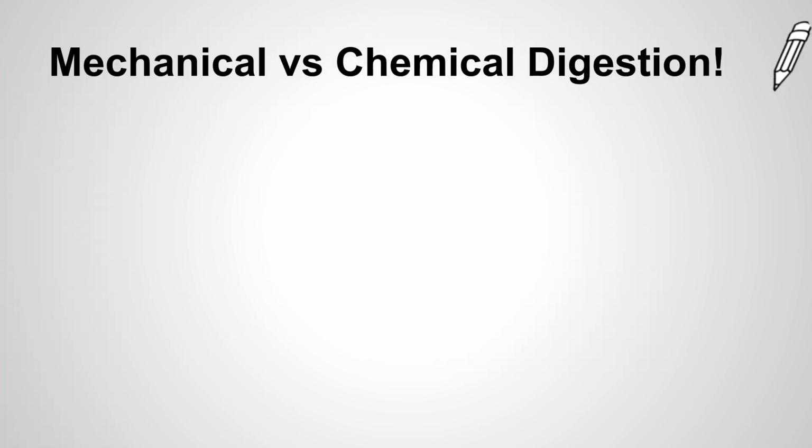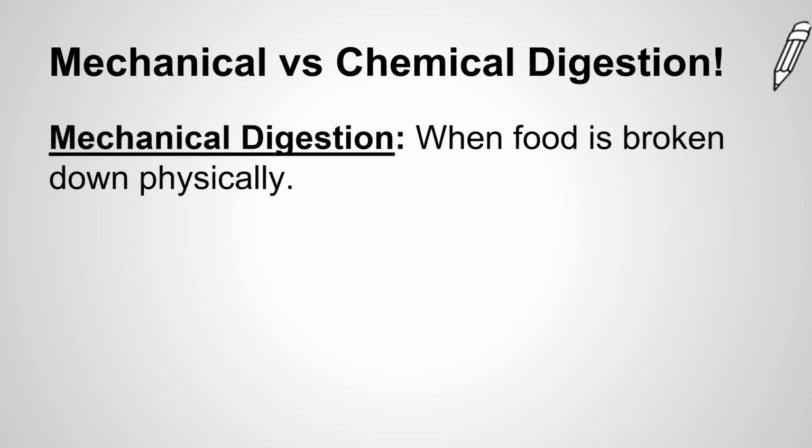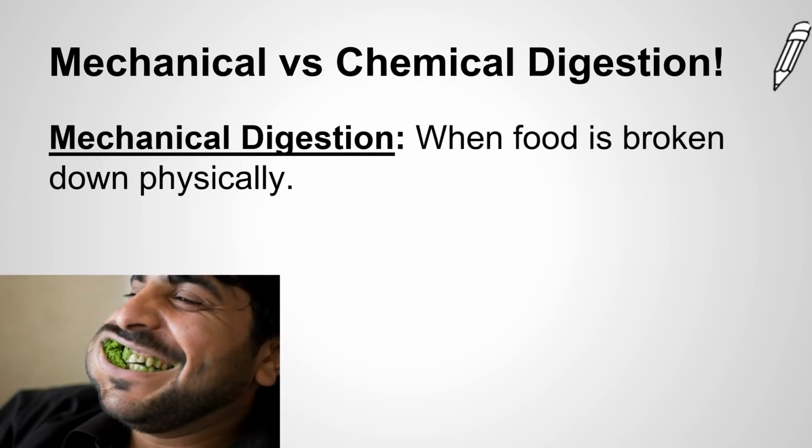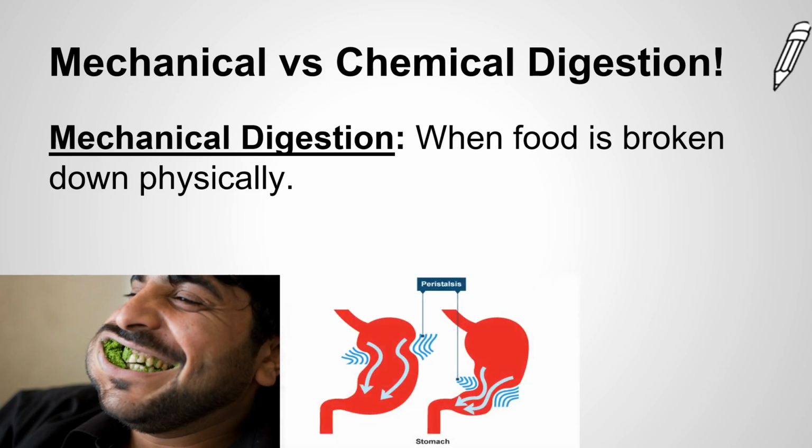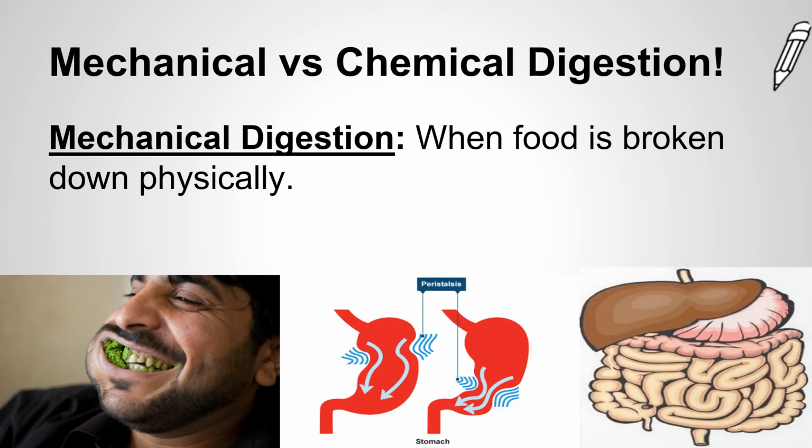Okay, next we have to go over mechanical versus chemical digestion. Mechanical digestion, just like it sounds, is anything physically breaking down the food. So your teeth are chomping and chewing, they're slicing and grinding. Your stomach churns, it expands, it contracts, and is constantly moving that food that you ingested, okay? And that is all mechanical digestion, physically altering the food, okay?